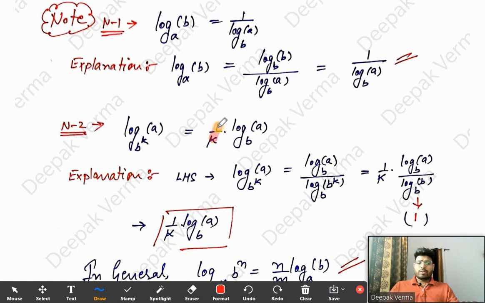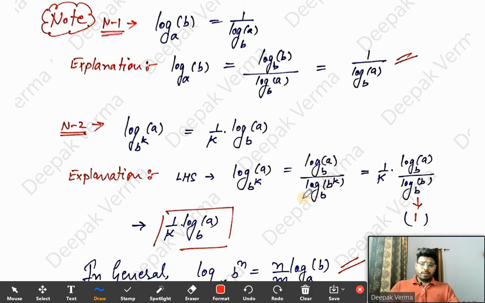Next note is, if we have log a base b with the power of base as k, then this is equal to 1 over k log a base b. For explanation, if we have log a with base to the power k, apply the base changing theorem: log a over log b^k, and introduce new base b. Got it?